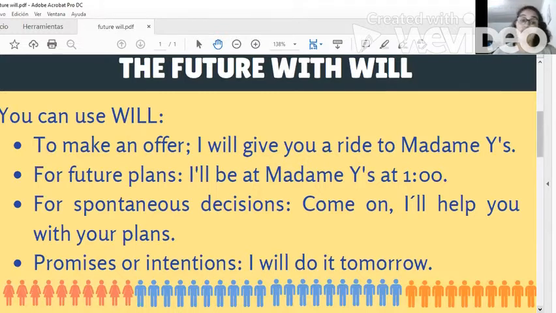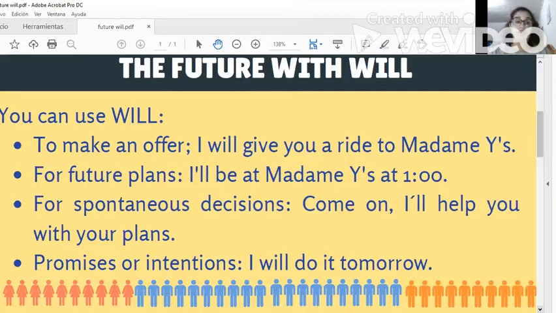Then we can use the future will for spontaneous decisions. Come on, I'll help you with your plans. Or we can use future will for promises or intentions. I will do it tomorrow. Let's review all the uses of future will.